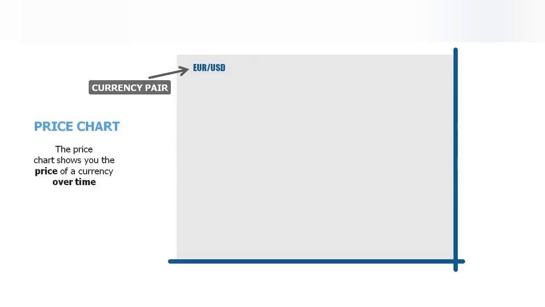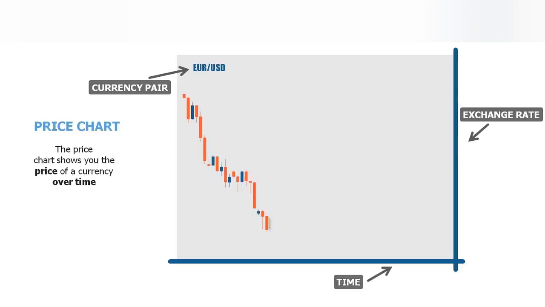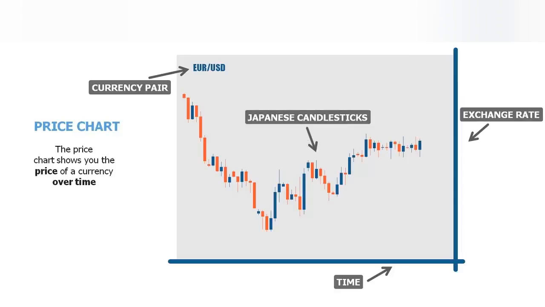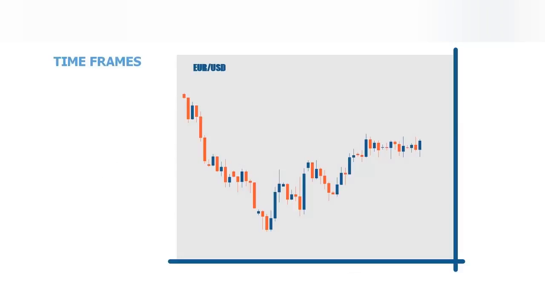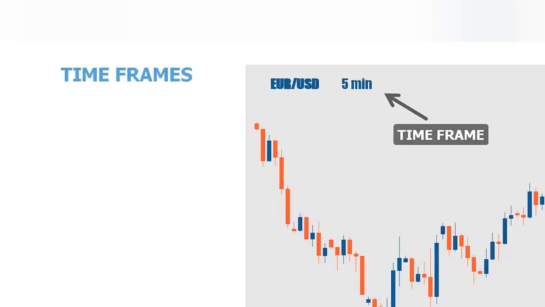If you look at the chart on the right, you can see that the exchange rate is displayed on the right-hand side, and the time is displayed on the bottom. The chart type we use is called a Japanese candlestick chart. It is made up of shapes that look like candlesticks. Each candlestick shows the price development over a period of time. We refer to this as a time frame. A 5-minute time frame therefore means that each candlestick shows the price development over 5 minutes.